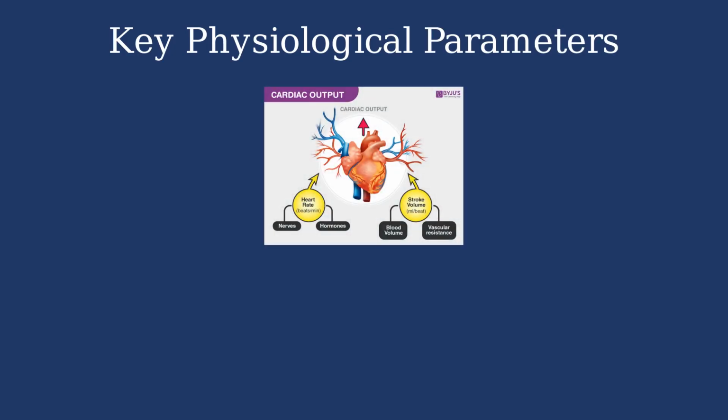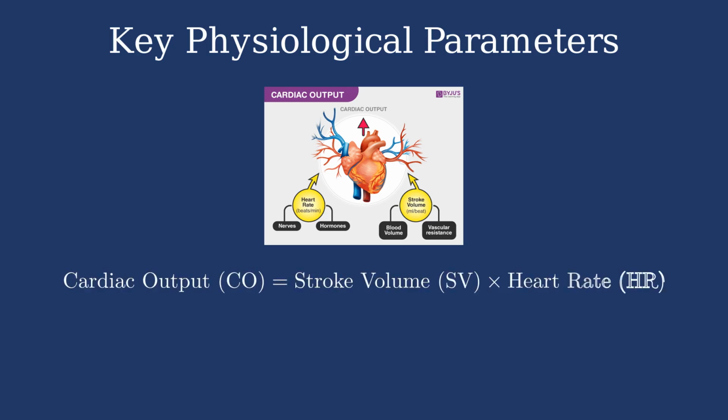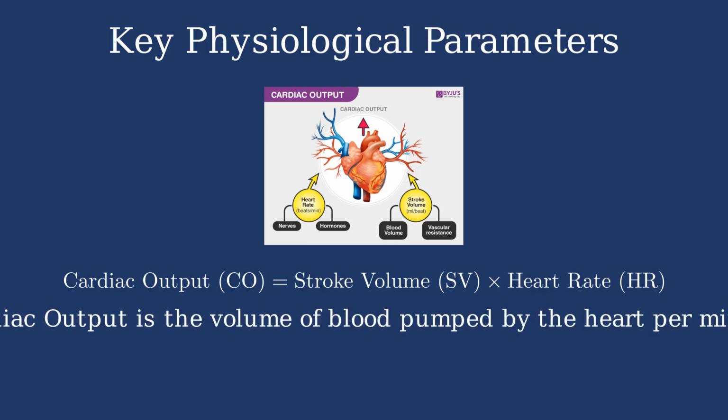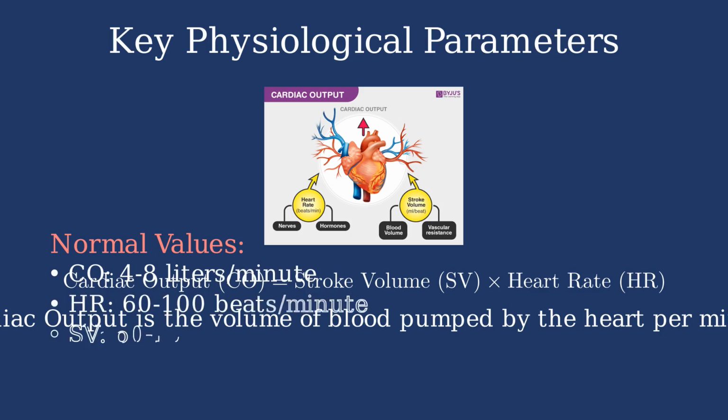Several key parameters govern how the cardiovascular system functions. Cardiac output, or CO, is a critical measure representing the amount of blood pumped by the heart per minute. Cardiac output is calculated by multiplying stroke volume, the amount of blood ejected per heartbeat, by heart rate, the number of heartbeats per minute. In a healthy adult at rest, normal cardiac output ranges from 4 to 8 liters per minute, with heart rate typically between 60 and 100 beats per minute, and stroke volume between 60 and 100 milliliters per beat.